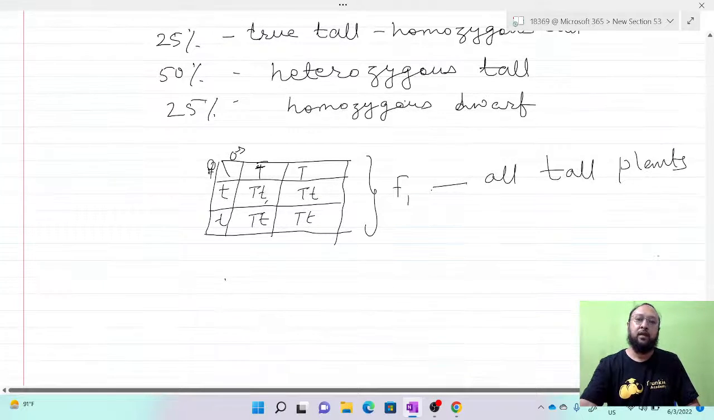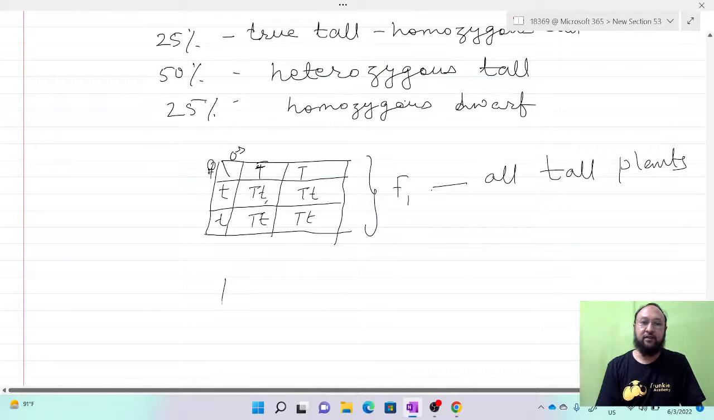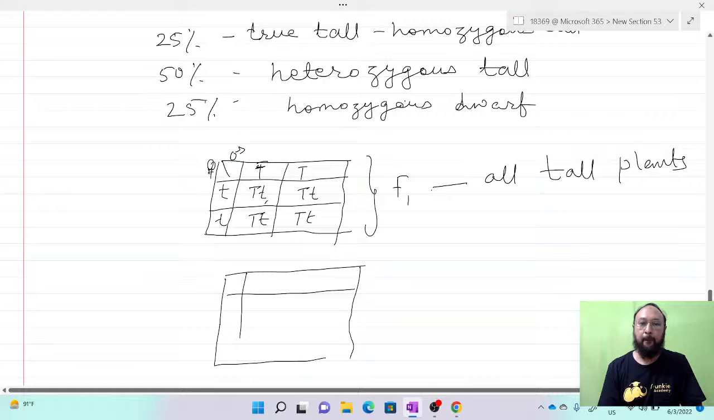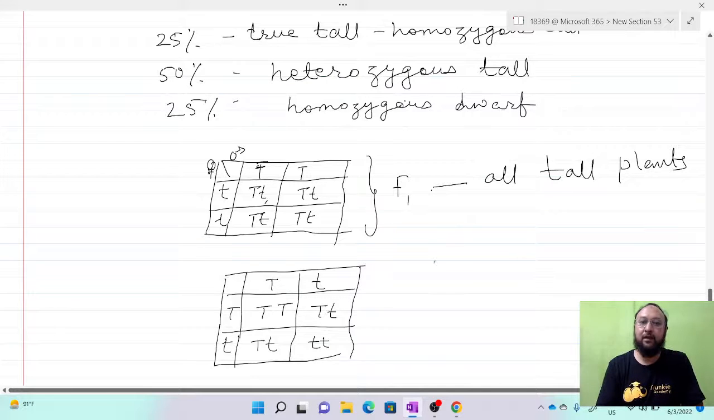Now, in the second filial generation, when he crossed these plants, using the Punnett square, this one will be homozygous tall, this will be heterozygous tall, this will also be heterozygous tall, and this will be the recessive dwarf. So here we find 3:1, that means tall to dwarf.